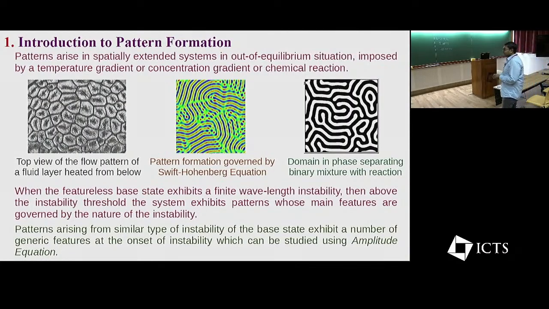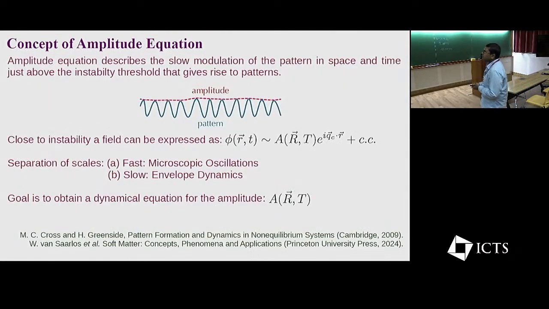The patterns that emerge from the same type of instability exhibit a number of generic features at the onset of instability, which can be studied using amplitude equation. This is the typical pattern, which varies rapidly in space as well as in time, whereas this is the amplitude. So basically, amplitude equation describes slow modulation of pattern in space and time just above the onset of instability.